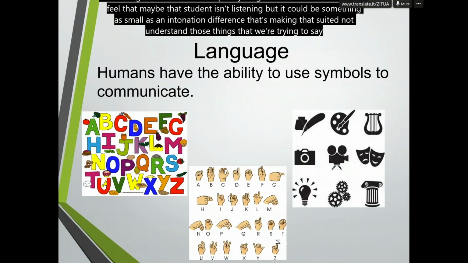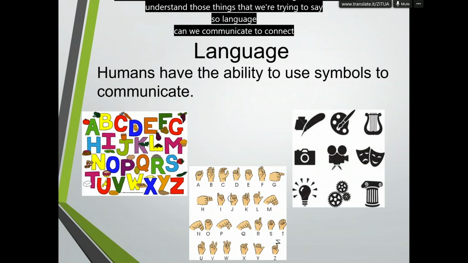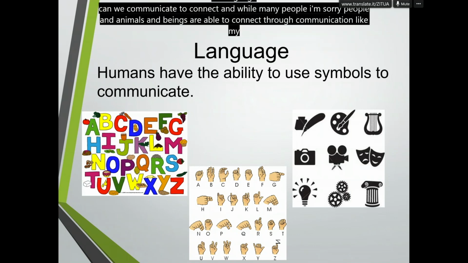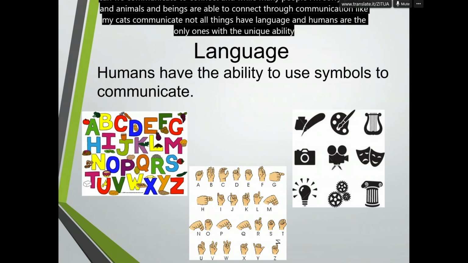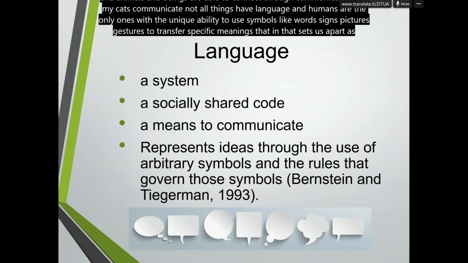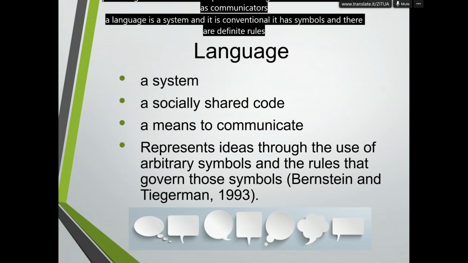So, language. We communicate to connect. And while many people and animals and beings are able to connect through communication, like my cats communicate, not all things have language, and humans are the only ones with the unique ability to use symbols like words, signs, pictures, gestures to transfer specific meanings, and that sets us apart as communicators. A language is a system, and it is conventional, it has symbols, and there are definite rules to how things go together in a language.